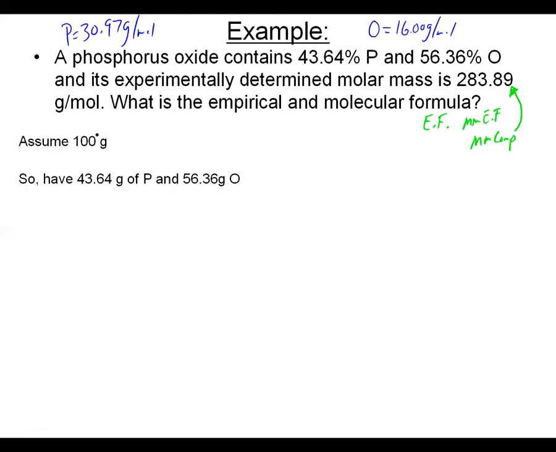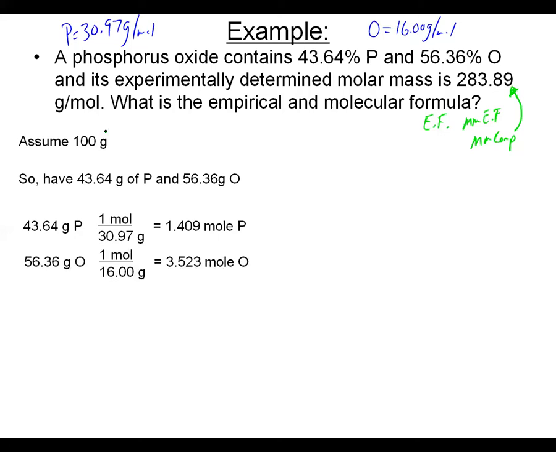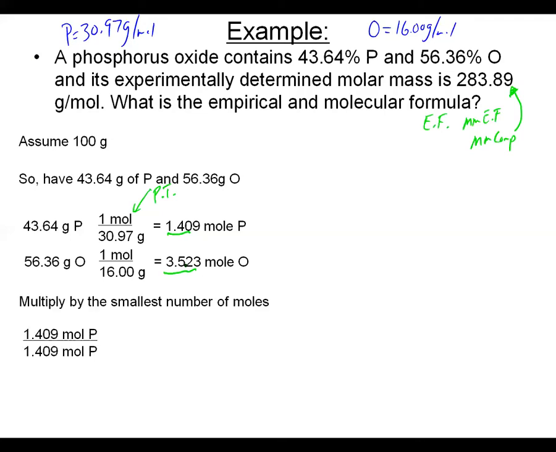So if we assume 100 grams, we're going to take our molar mass from the periodic table and convert both of those into moles. So again, this comes from our periodic table, the molar mass. We're going to convert each of these into moles. And just like normal, when we do our empirical formula, we want to always divide by the smallest, which in this case is our phosphorus at 1.4. So we're going to divide both the phosphorus and the oxygen by that 1.4. And that's going to give us a nice number for our phosphorus of 1. It will give us a 2.5 for our oxygen, which means if we were to write the empirical formula at this point, it would be P1O2.5.